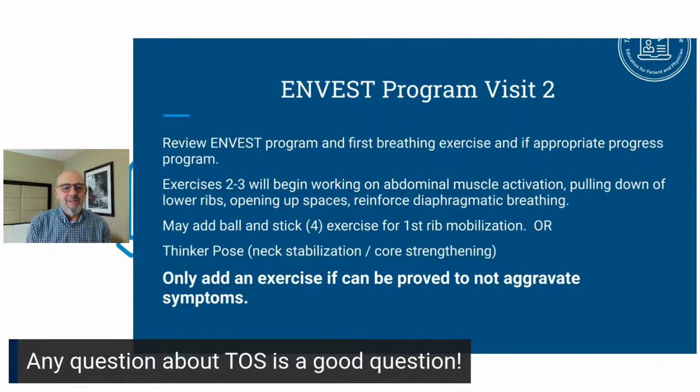We may add the ball and stick exercise. For anybody that's seen the Edgelow program, that's the pinky ball, and we use that to mobilize the first rib. However, we might also do the finger pose, which is the neck stabilization or core strengthening of those longus colli muscles. It kind of depends on where we feel the most benefit will come on visit 2. We're going to add those exercises along at some other point. It's just a matter of day 2: are we going to focus more on the first rib or more on the cervical position?